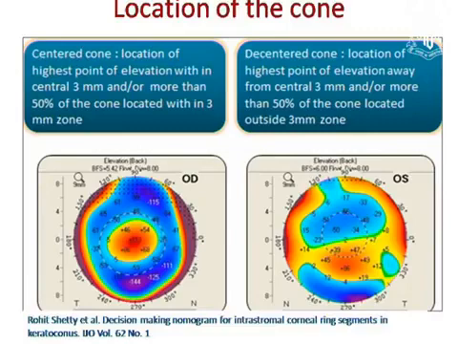Then localization of the cone. Cone can be divided into two types, centered cone and decentered cone. Centered cone means the location of the highest point of elevation is within the central 3 mm and or more than 50% of the cone is located within the 3 mm zone. Decentered cone means the location of the highest point of elevation is away from the central 3 mm area and or more than 50% of the cone is located outside the 3 mm zone. Like we can see in the picture, in the first picture this is a centered cone, well within the 3 mm area, whereas in the second picture, the cone is decentered inferiorly.